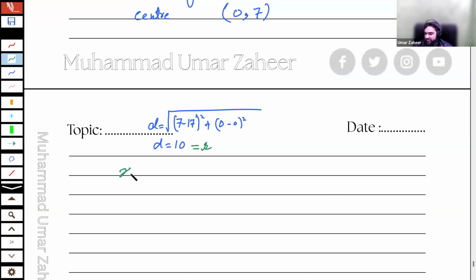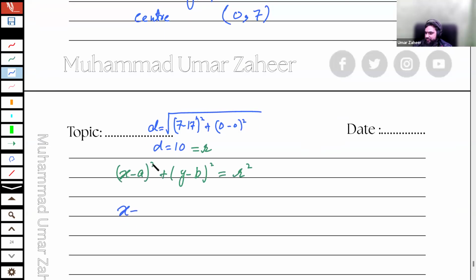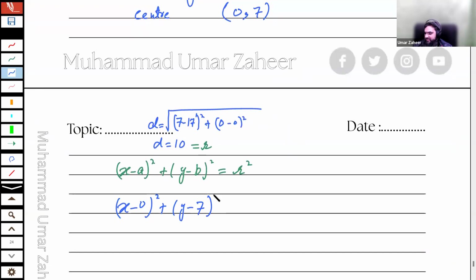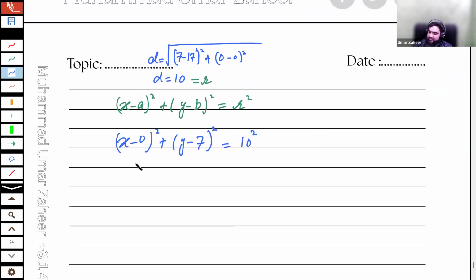So what is the equation we have? X minus a whole square plus y minus b whole square is equal to r square. So x minus a, what is the center we have? 0, plus y minus b, the b value is 7, and the radius is 10 square. So you will get the equation x square plus y minus 7 whole square equals 10 square, which is 100. So this is the equation of a circle we get.